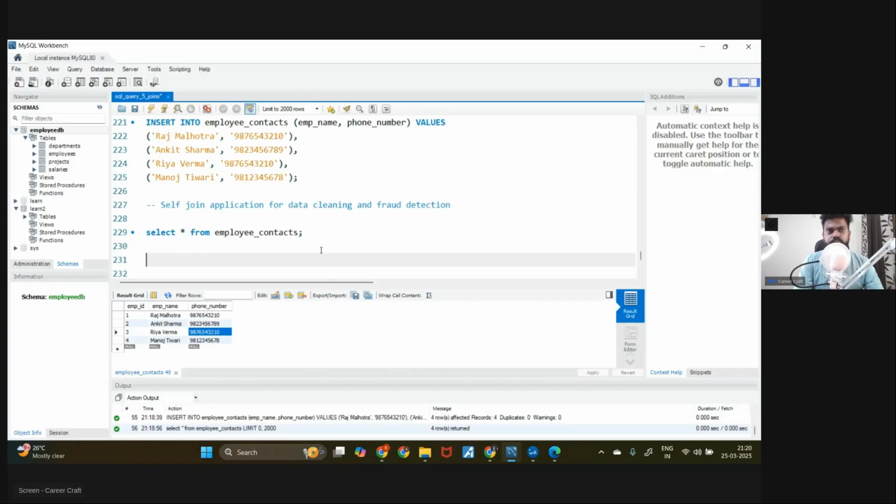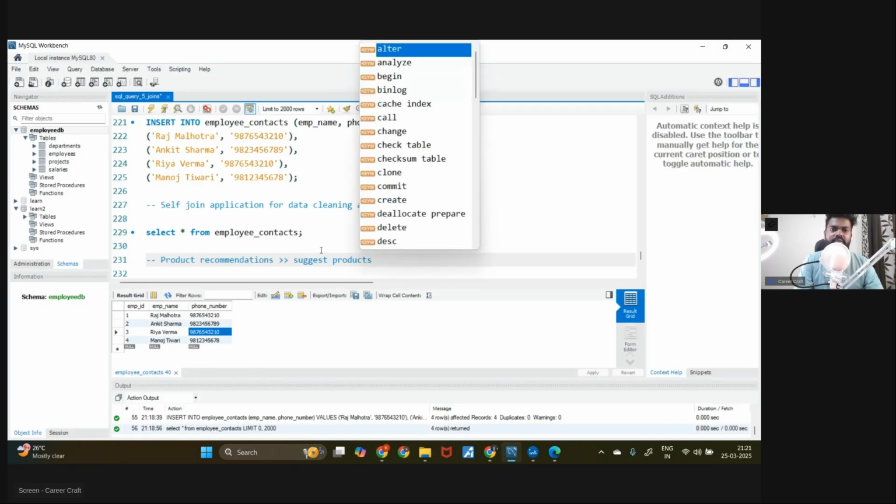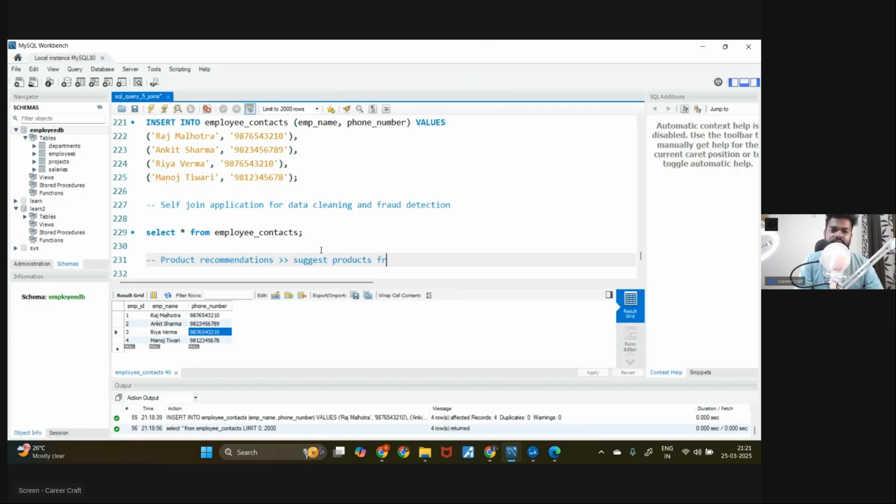Product recommendation. Without any ML algorithm, you can do this. Suggest products frequently bought together, bought together by the same customer. I will give you the table, don't worry. But first of all, anyone tried this?